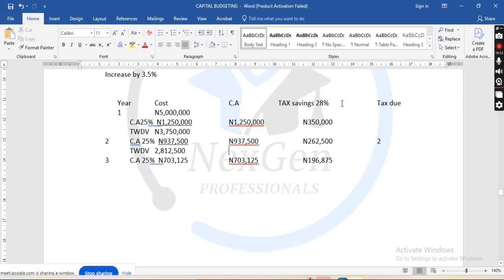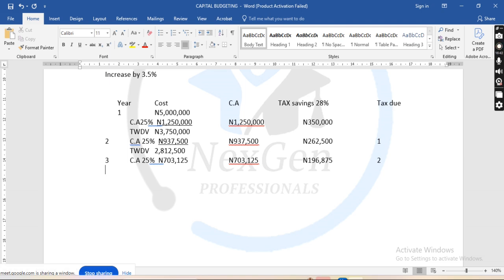Tax due, year 1 will be paid in year 2. Year 2 will be paid in year 3. Right? That is the tax. If you want to pay your tax, year 1 will be paid in year 2. Year 2 will be paid in year 3 because it is being paid in arrears.